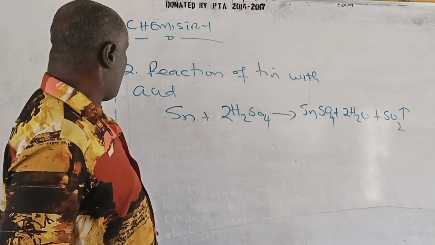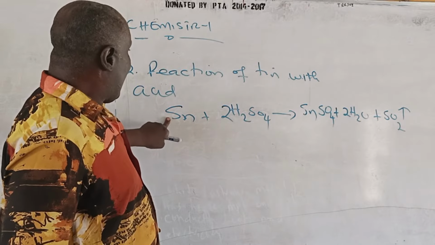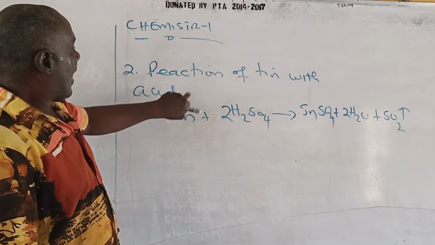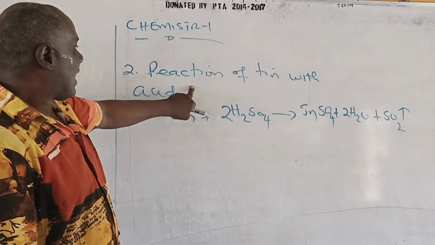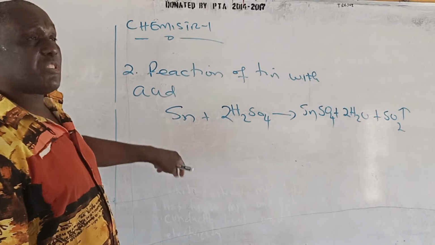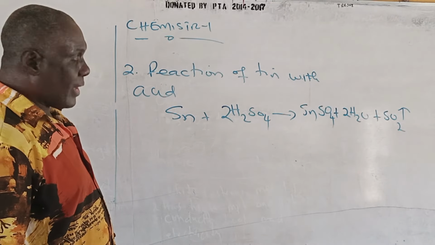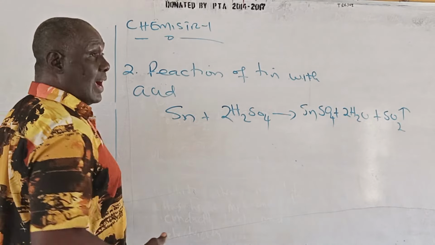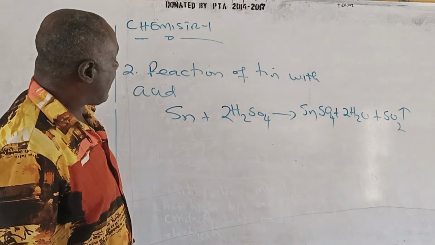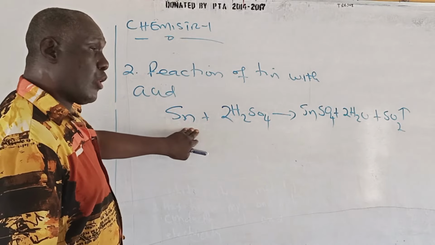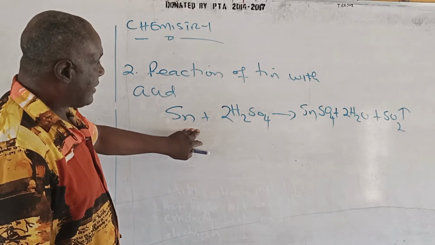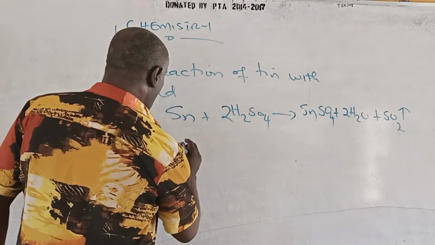Let's look at another equation. Now, like I've said, the reaction with dilute acid is moderate. Now, let's consider another acid, that is hydrochloric acid. Concentrated hydrochloric acid is also a reactive reaction. So let's look at it.